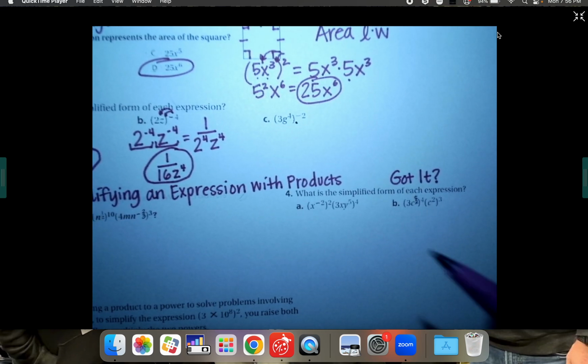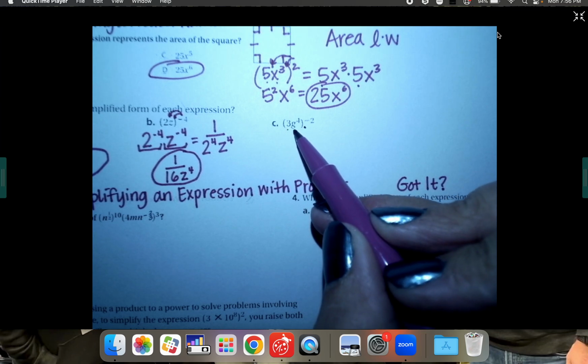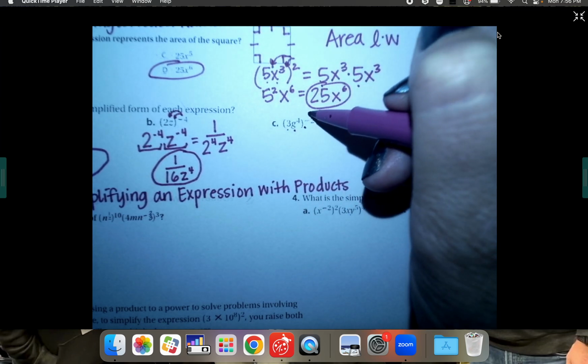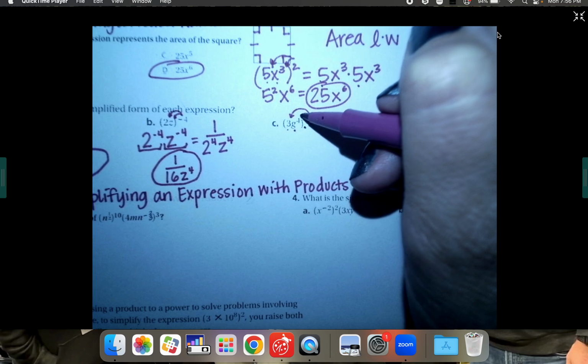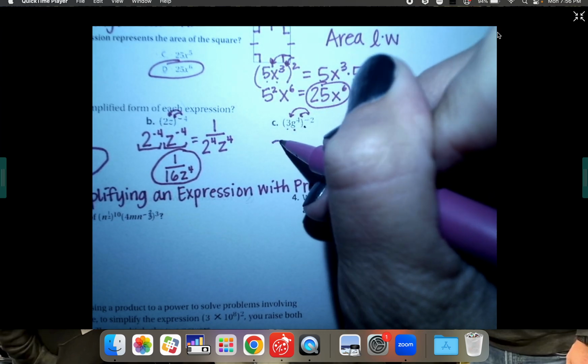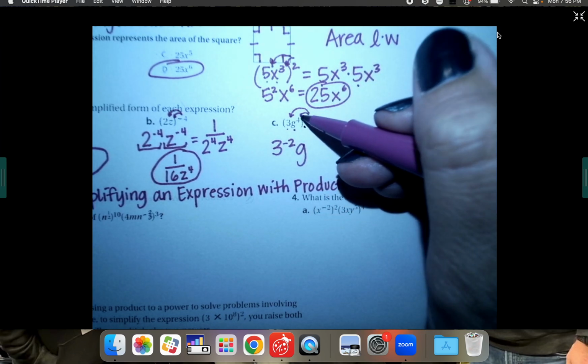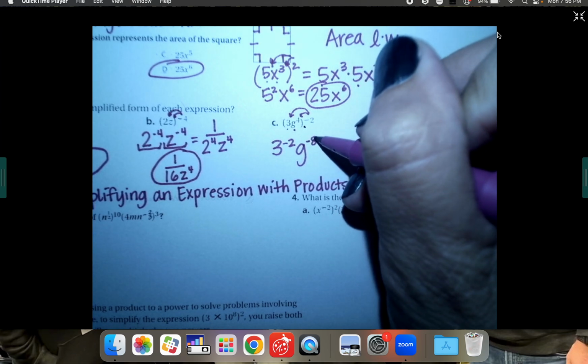Okay, last one of these. We have a -2 to distribute to each of the bases. So -2 goes to the 3, and the -2 goes to the g to the 4th. So at first we have 3 to the -2, g to the, these get multiplied, 4 times -2 is -8.